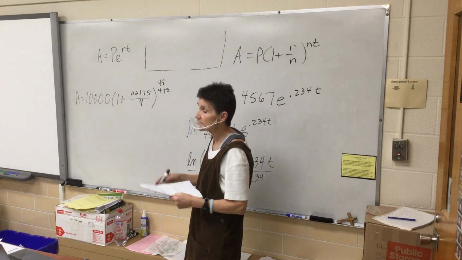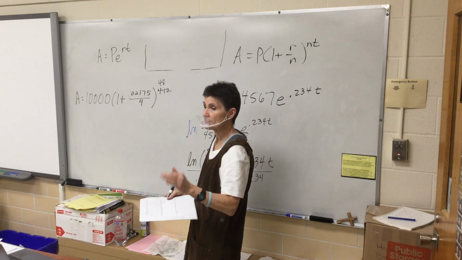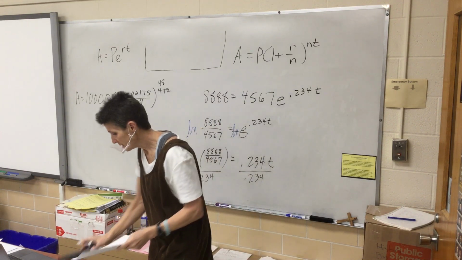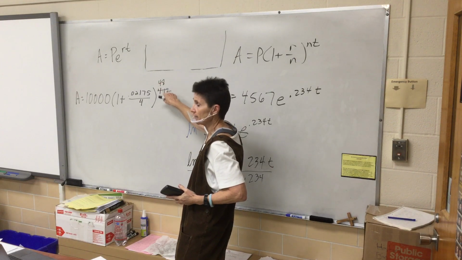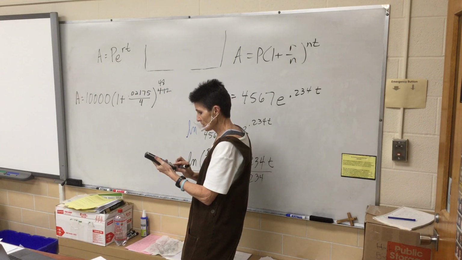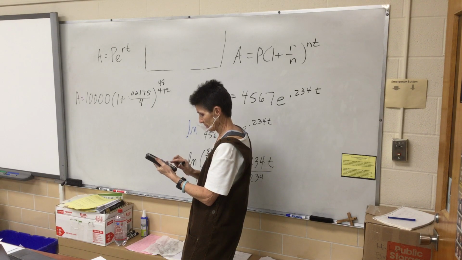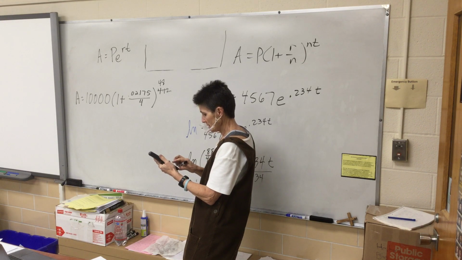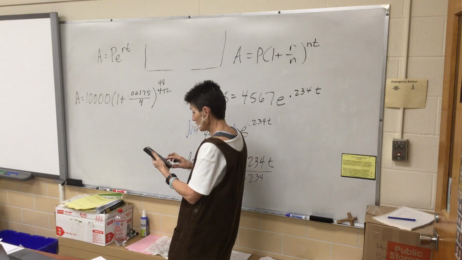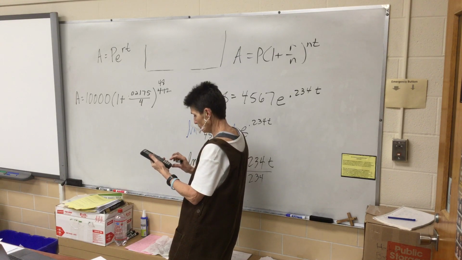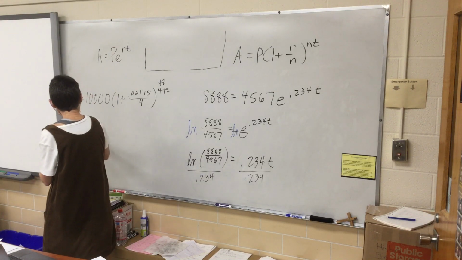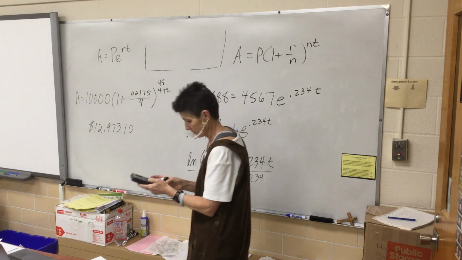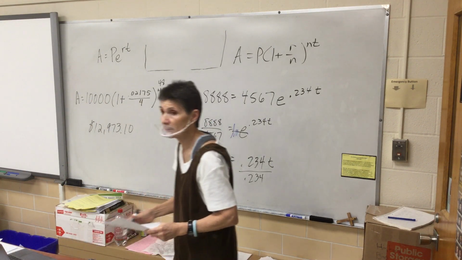Now, sometimes I just type it in, and sometimes I use logarithms. Which is it going to be in this case? Type it in. I don't need logarithms because my variable is not up here. So 10,000, make sure you have enough zeros, times 1 plus 0.02175 divided by 4, close the parentheses, raised to the 48. I got $12,973.10. Does that sound right to everybody?